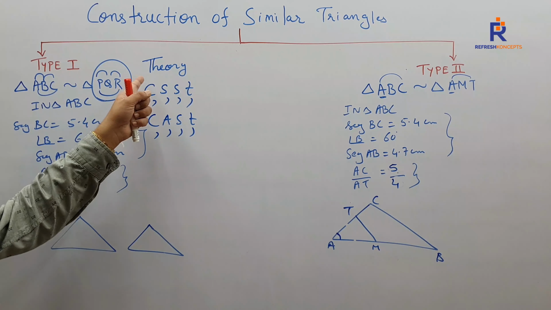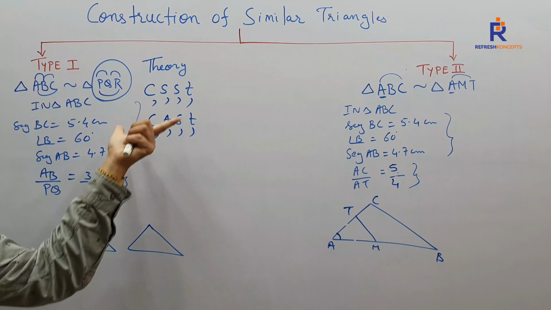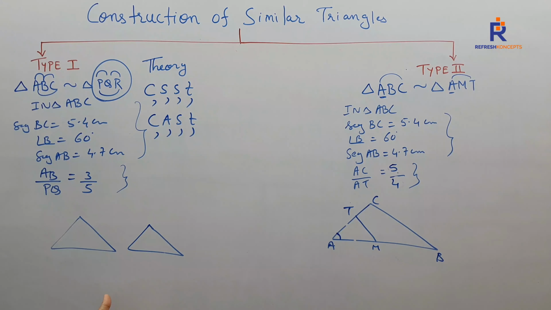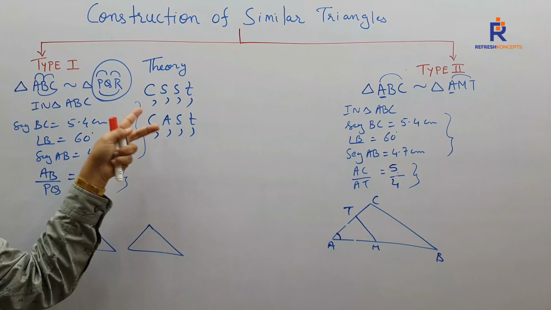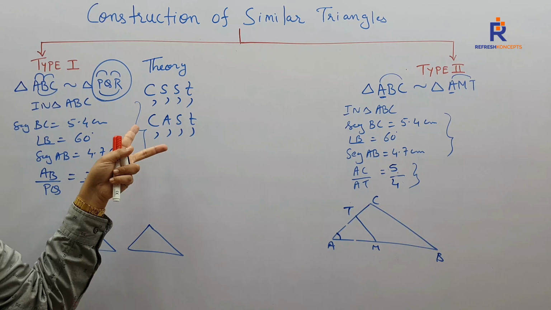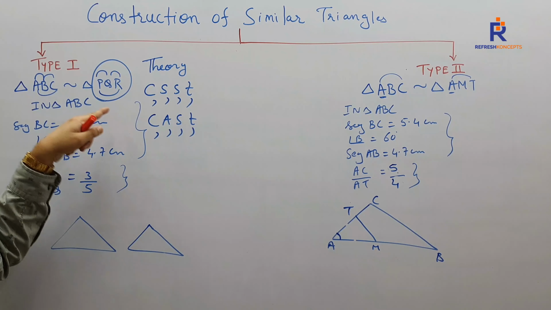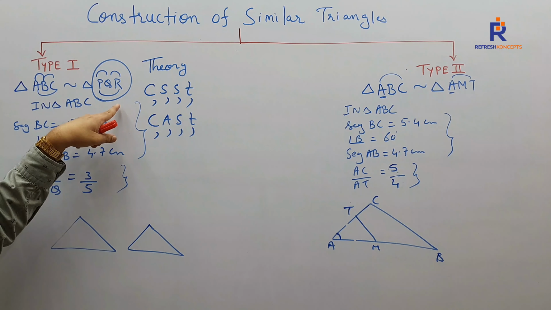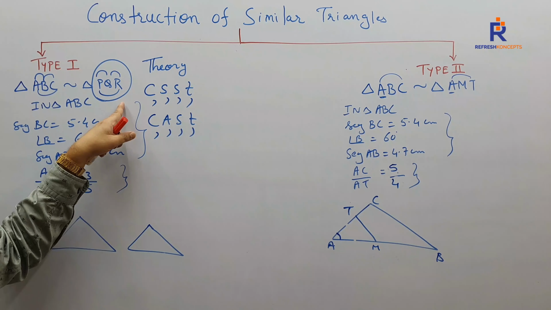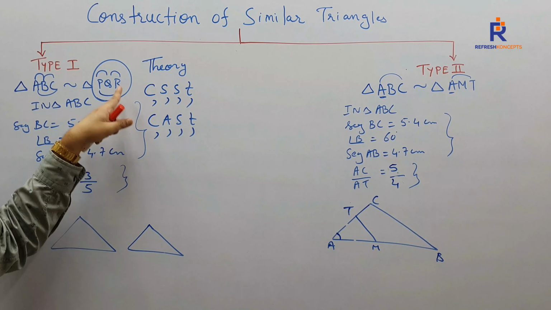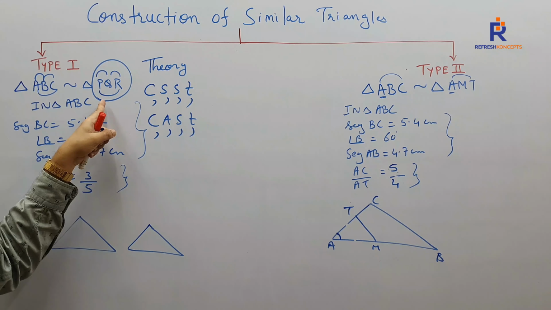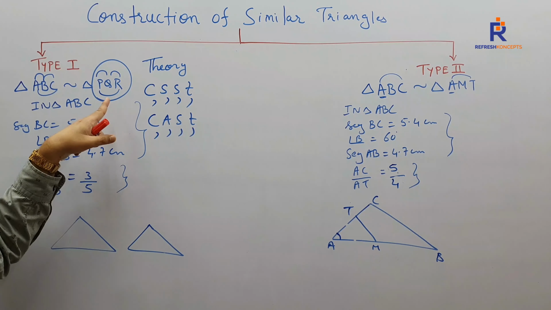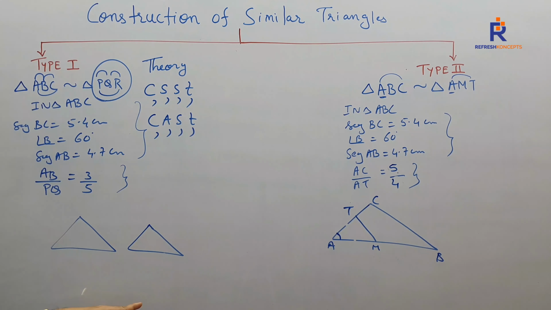So whenever you see it's a type 1 sum, it is more on the theory part. You have to solve the theory first, which is going to have CSST or CAST or a combination of both depending upon the nature of the sum. It's only after finding the parameters of the second triangle that you can go and draw the second triangle, not before that. So first, hardcore theory of similarity. Once you get the parameters for the second triangle, then and only then can you go for the construction of the second triangle.